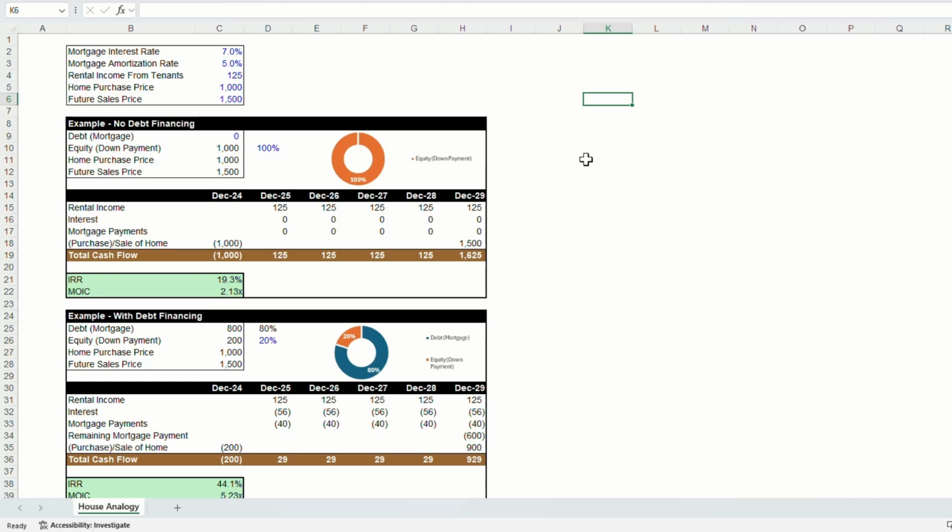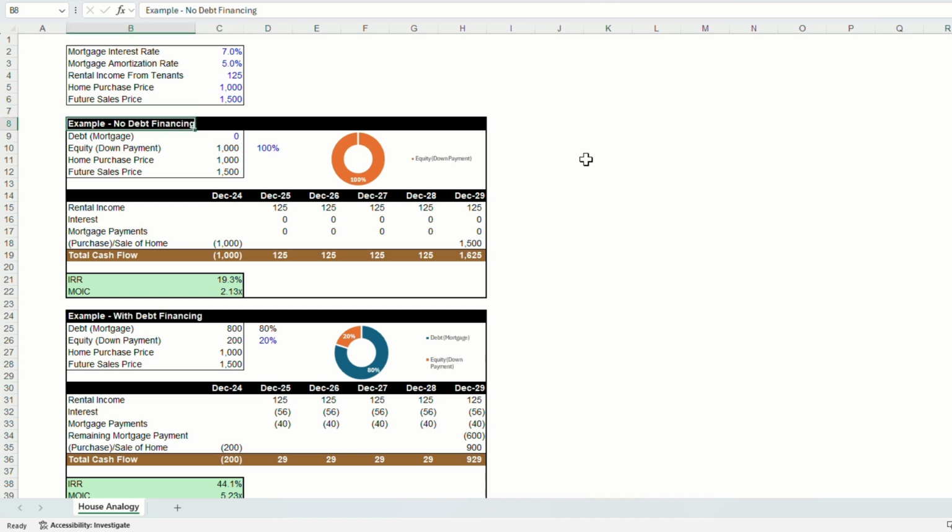All right, guys. So now we've switched over to this spreadsheet that we've created to really drill down the house analogy and make sure that you understand it. So on this spreadsheet, we have some assumptions about our mortgage. We have our interest rate. We have our amortization rate. We have the annual income that we're going to collect from our tenants. We have the current home price of $1 million and the future sales price that we expect of $1.5 million.